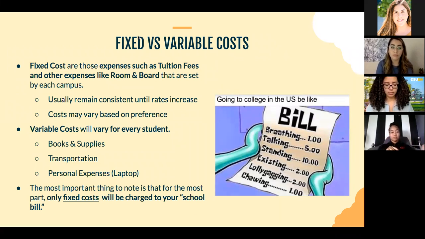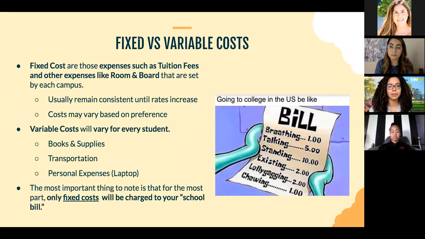And then there's the variable cost. That's going to vary for every student. Say you and your best friend are going to the same school, variable costs can be different for both of you. Variable costs are things like books and supplies. Maybe you're a bio major and your friend is an art major. So your books and supplies would vary because you have two different majors. That's just an example.